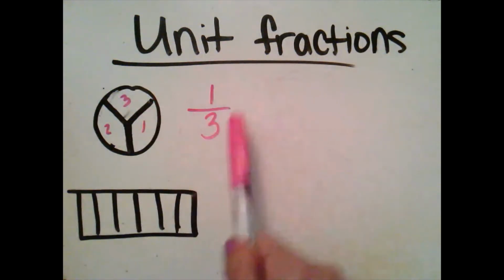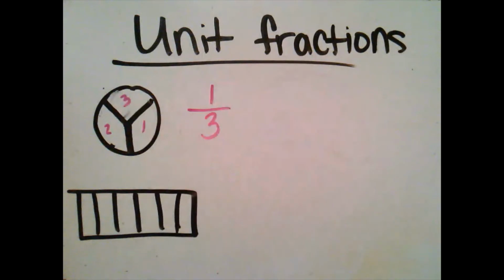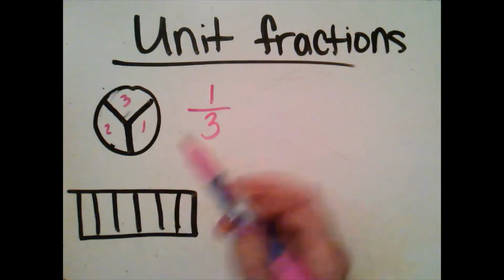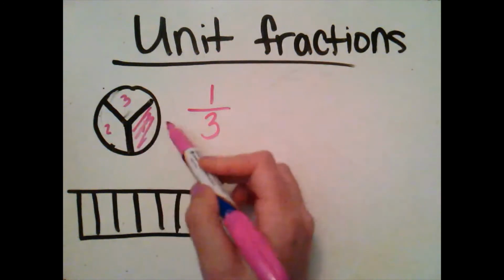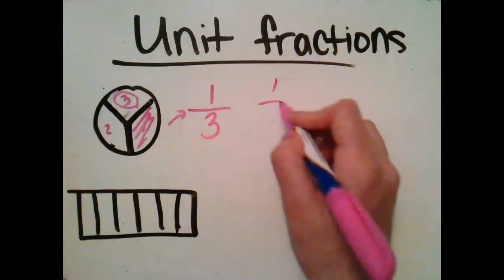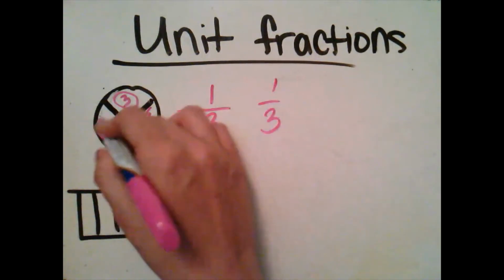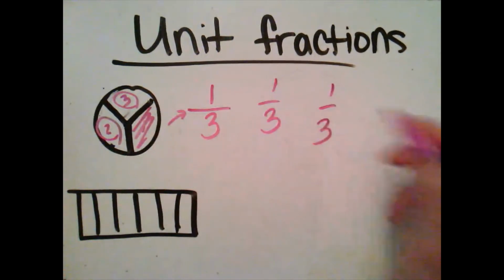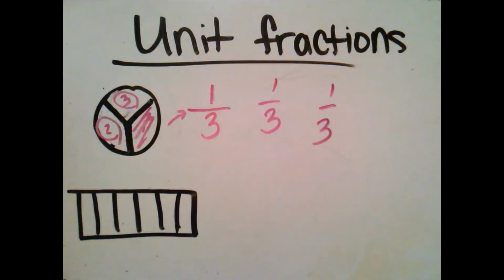That tells me what each piece individually would represent. So if I had this one, that'd be 1/3. If I wanted to do this one, that would also be 1/3. That one, 1/3. It's basically just when you look at each piece of the shape individually.